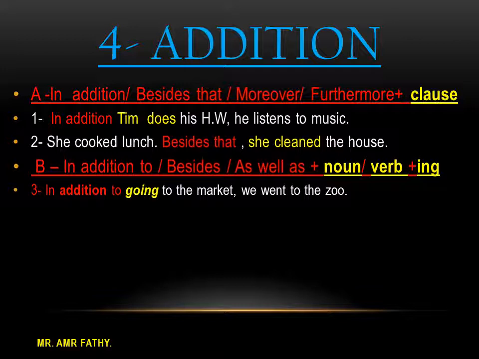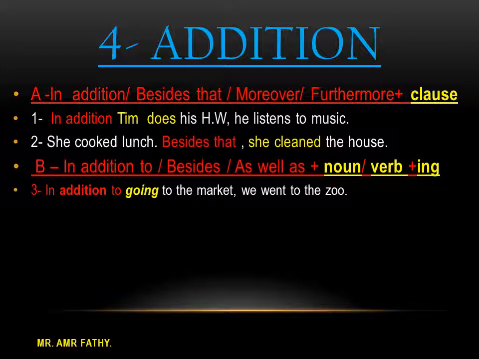Example number 3. In addition to going to the market, comma, we went to the zoo. Again, in addition to going to the market, comma, we went to the zoo. If you look at number 3, you will find that we use verb ing, going, after in addition what? To. So here in number 3, we don't have a clause like number 1. But we use what? Noun or verb ing.